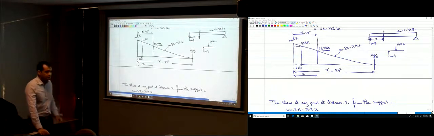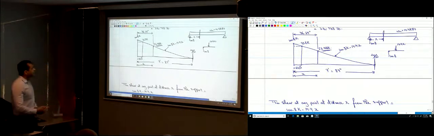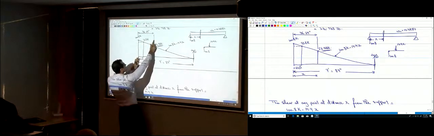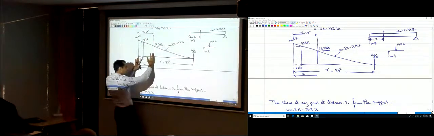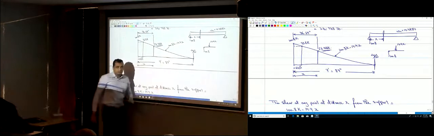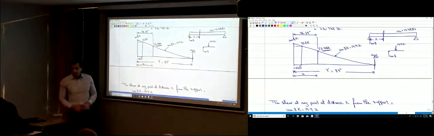So 9 inches. I'm going to have 5 inches spacing in those first 36 or 37 inches. In the first 37 inches, I'm going to provide a spacing of 5 inches. And then beyond 37 inches, I'm going to provide a spacing of 9 inches. Okay?